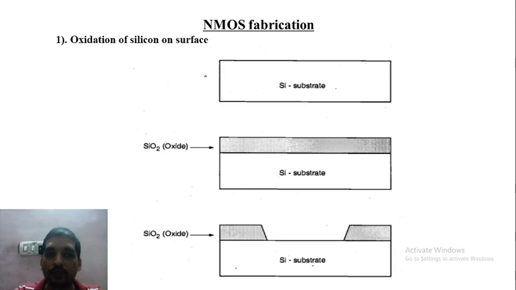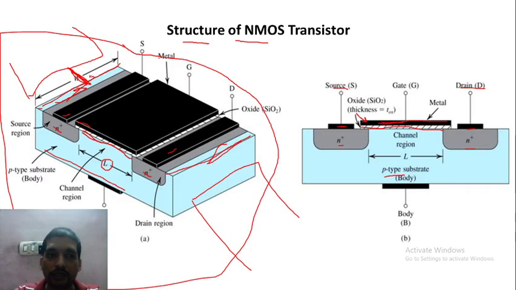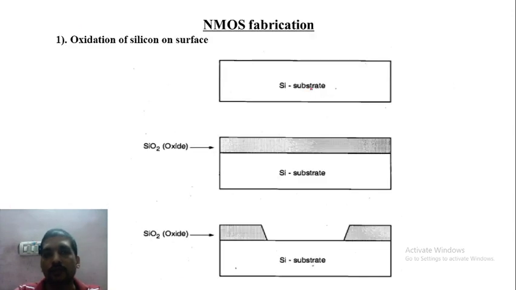The first step is the oxidation. As I already said, the thick oxide is the first step and the thin oxide is the second step. So first of all, this is our silicon wafer, a plain wafer. First, we will oxidize its surface, so that Si plus O2 gives SiO2, or Si plus H2O gives us SiO2.